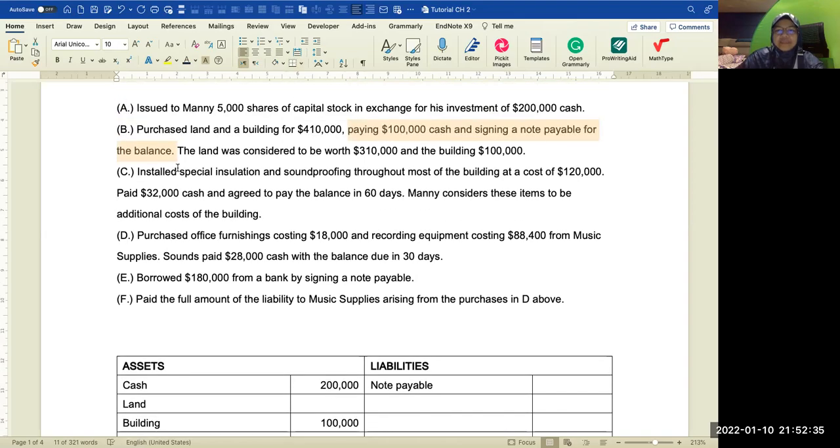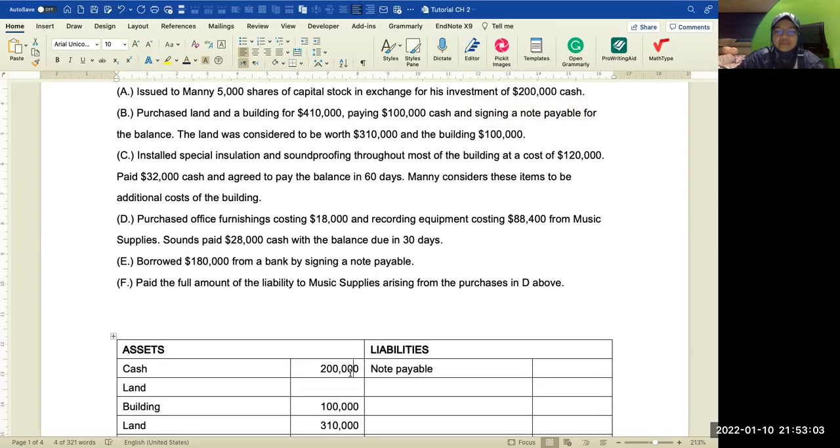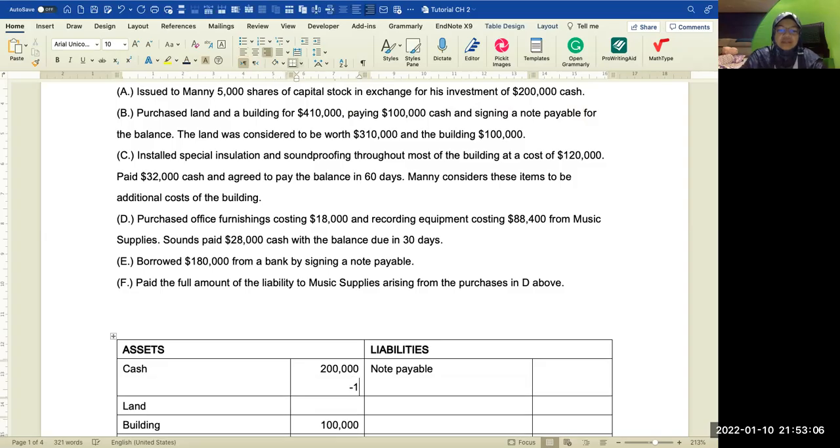Then that means in this case it's 310, right? So what is 310? 310 is the land. He hasn't paid for the land yet, which is note payable. No, you don't read it like that. What you read is that you pay 100,000 cash. So what happened to your cash, and then the balance you sign a note payable. Oh, the cash will be reduced. The cash will be reduced to 190. You just put minus 100,000 first, right? Because you pay cash 100,000, and then the note payable.